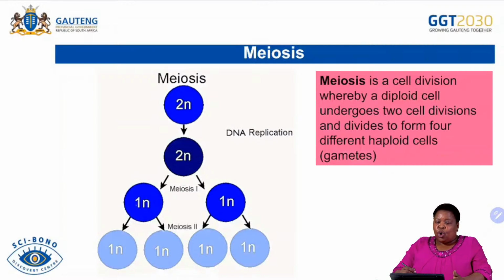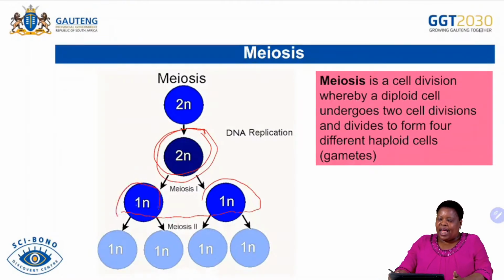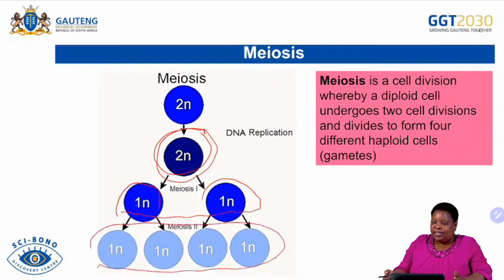Now I'm going to show you diagrammatically what happens when meiosis takes place. Take for an example, we are saying it is a cell division whereby a diploid cell undergoes 2 cell divisions. Can you see that? And those 2 cell divisions are going to form 4 different haploid cells, or you can call them the gametes. So this is the definition of meiosis. You need to state it exactly as it comes from the exam guideline.